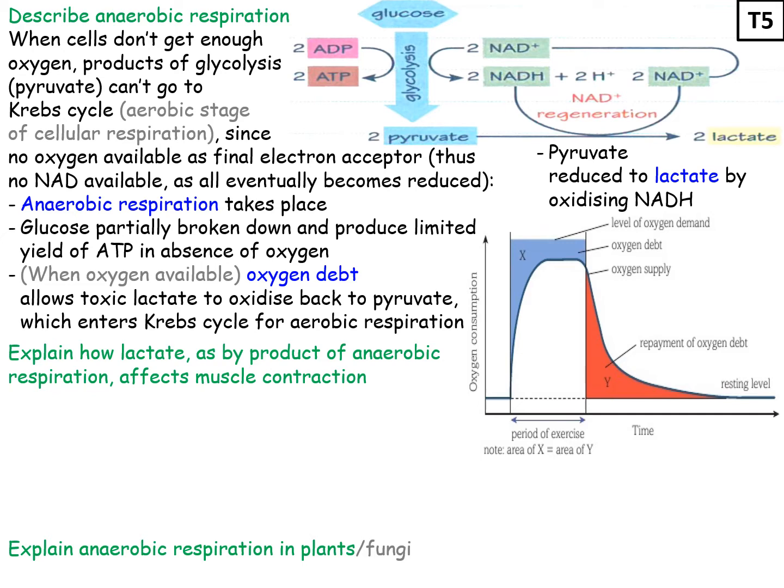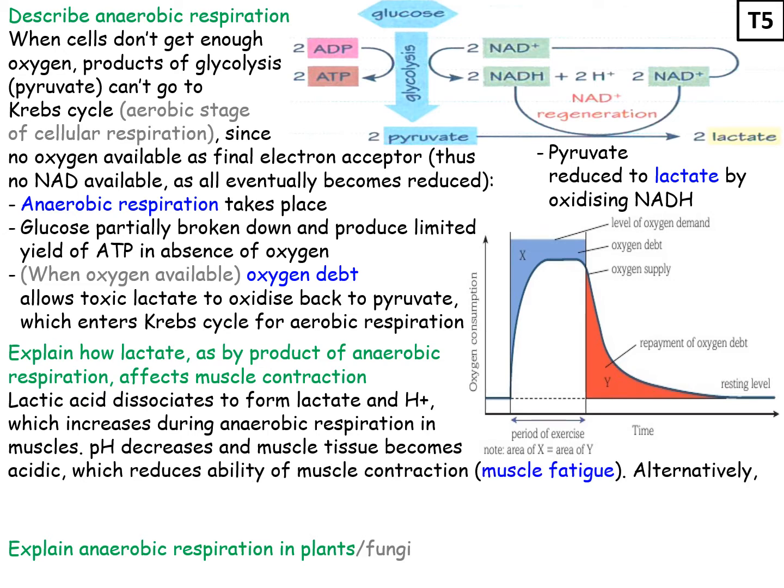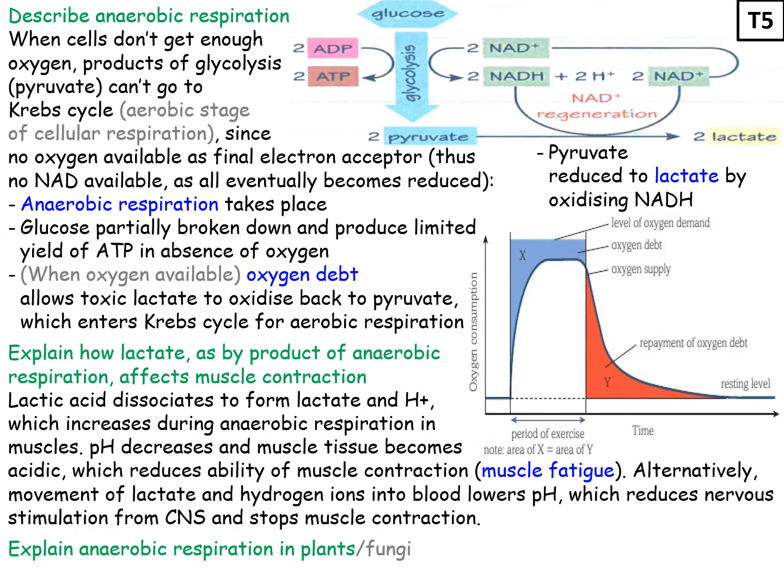Explain how lactate as a byproduct of anaerobic respiration affects muscle contraction. The lactic acid dissociates to form lactate and hydrogen ions, which increase during anaerobic respiration in muscles. This causes the pH to decrease and muscle tissue becomes acidic, which reduces the ability of muscle contraction, which is known as muscle fatigue. An alternative idea is that the movement of lactate and hydrogen ions into the blood lowers the pH of the blood, and this reduces the nervous stimulation from the central nervous system, and then that stops muscle contraction.